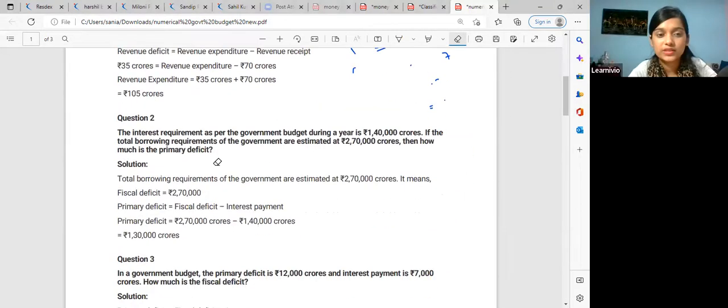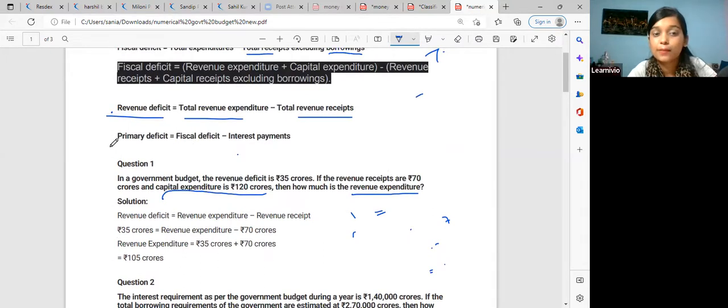Okay, now moving to our second question. The question is: interest payment as per the government budget during the year is 1400 crore. So the interest payment is given. If the total borrowing requirement of the government is estimated at this value, then what is the primary deficit? Now this formula you are going to apply. Over here, interest payment is already given and borrowings is given.